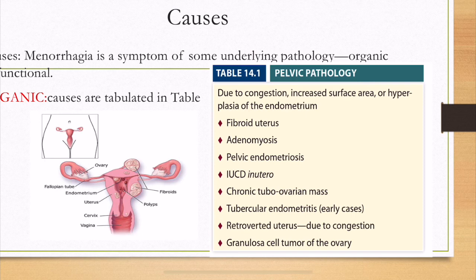Retroverted uterus. What happens here? The uterus is tilted backwards. Rather than being forward, it is tilted backwards. This can result in endometriosis, which in turn can result in menorrhagia.